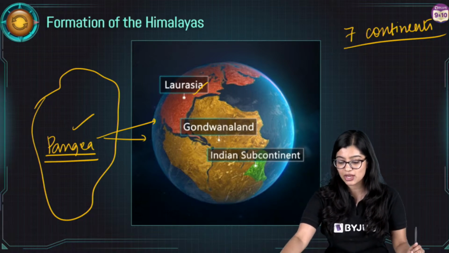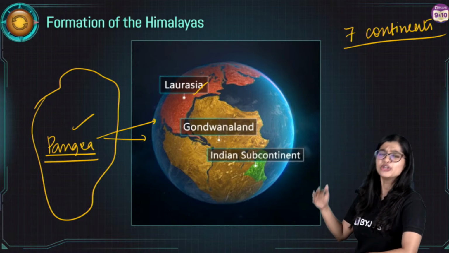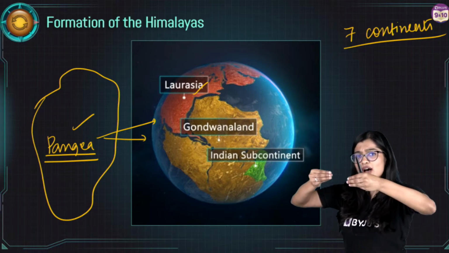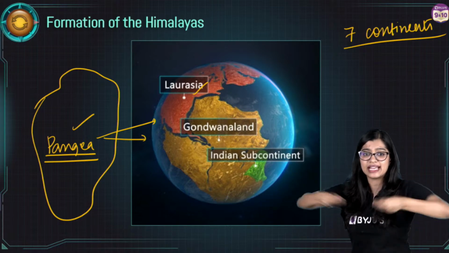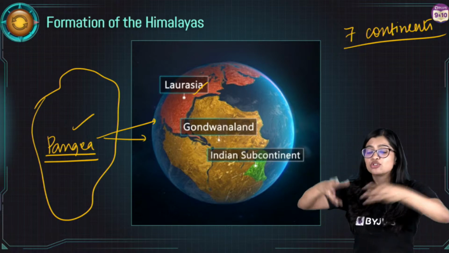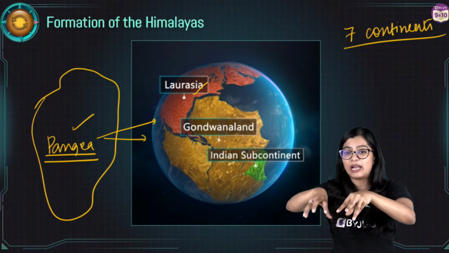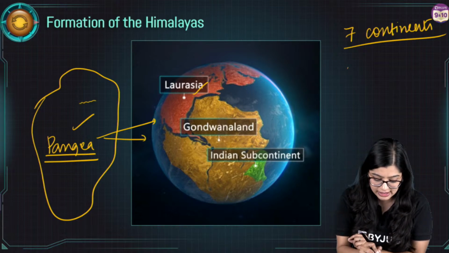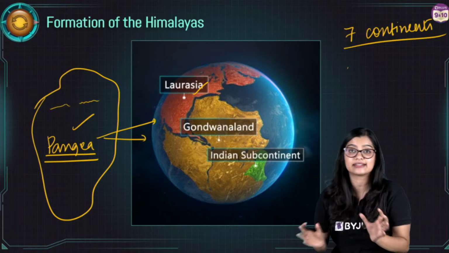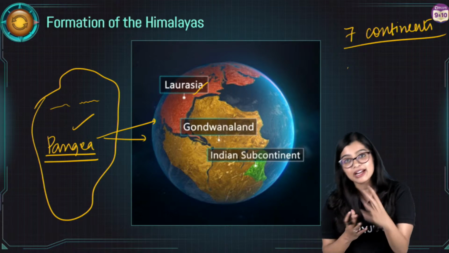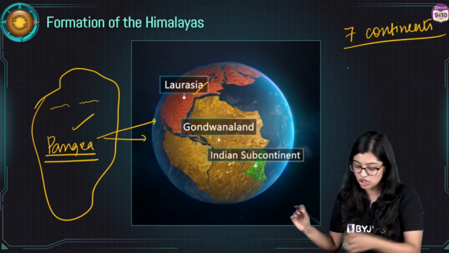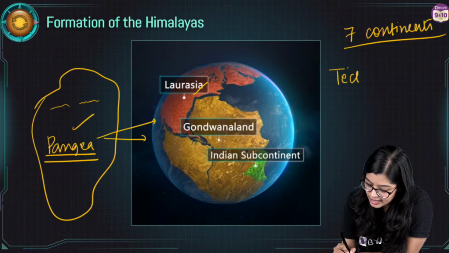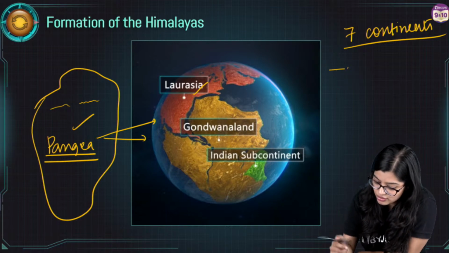Now, due to internal forces, the land masses that were there started to split. Eventually cracks started to form. If I have a piece of land, cracks started to form and they started to split. Then eventually they ended up forming 7 major plates which we call the tectonic. So let me just write this down.